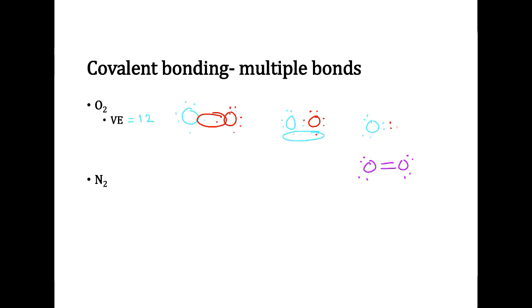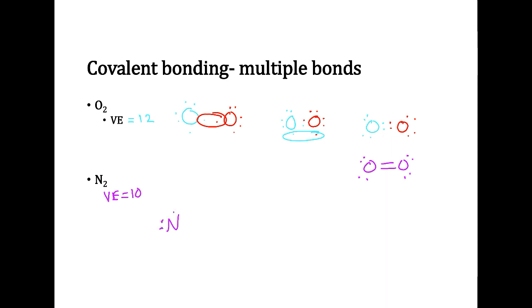So the oxygen on the left has 2, 4, 6, 8 valence electrons, so it obeys the octet rule. And the oxygen on the right does the exact same thing. So this is a good Lewis structure. Okay, so let's consider nitrogen. How many valence electrons does nitrogen have? Each nitrogen atom has 5 valence electrons, and there's 2 of them, so we have a total of 10 valence electrons. Let's draw the Lewis symbols out for each of these nitrogen atoms.